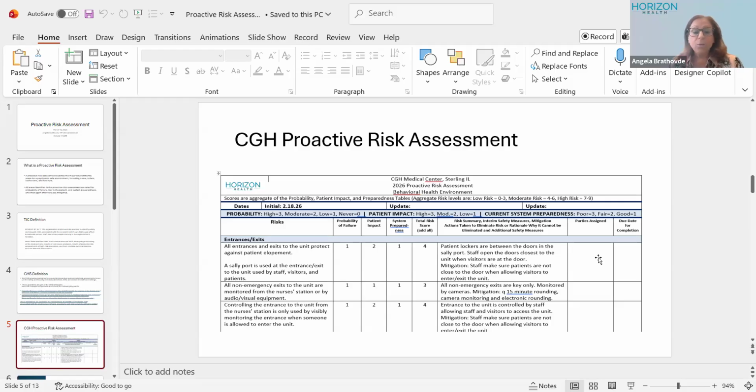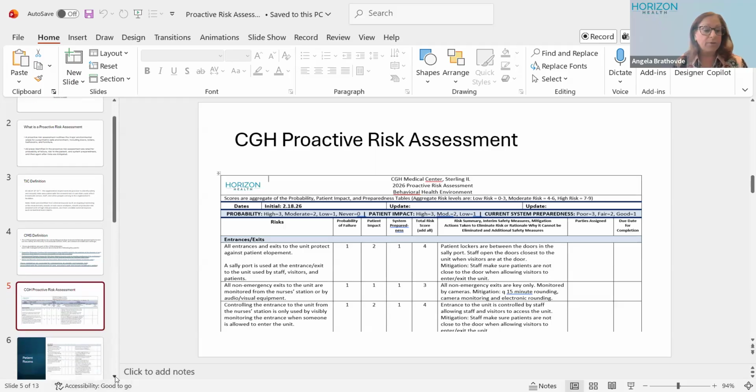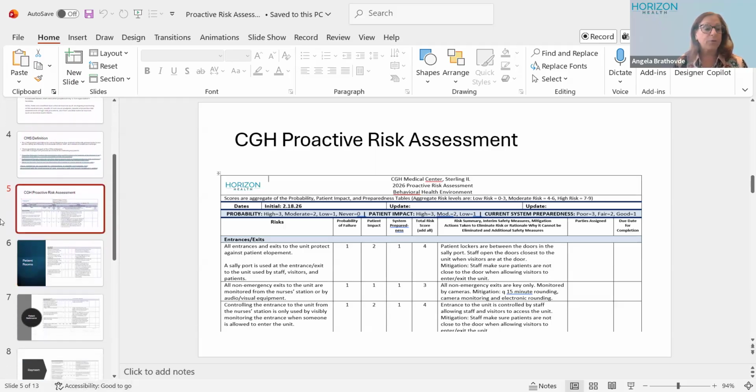So we look at the doors, we look at whether or not any non-emergency exits are monitored, and yours are from the nurse's station, and you're able to unlock those fire doors from the nurse's station, and entrance is controlled, like I said. So moving on to the next, I'm just going to show you several different things.